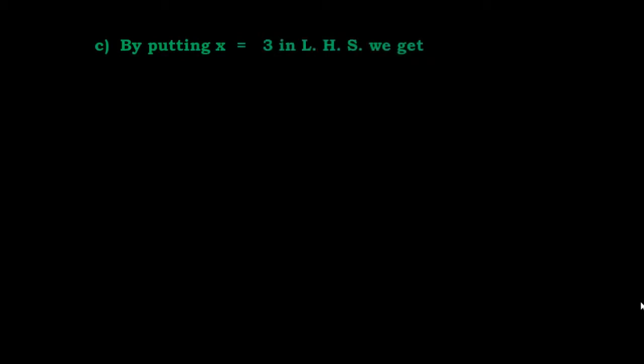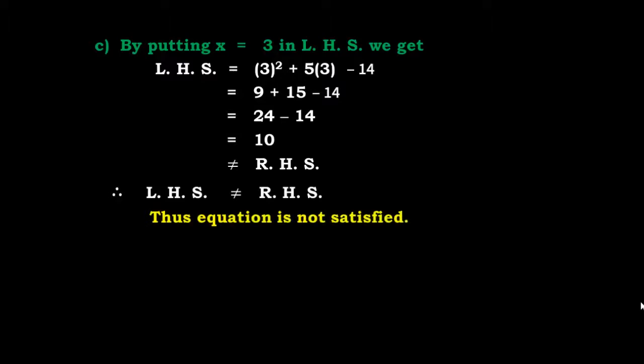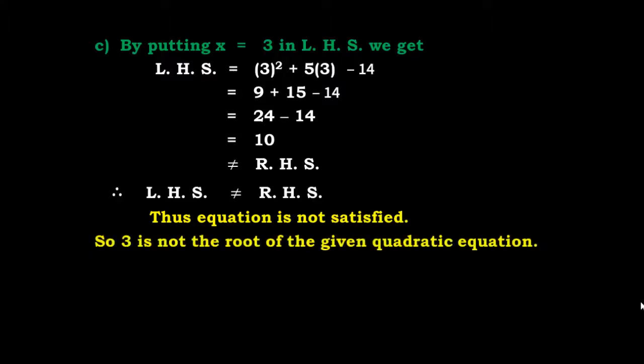By putting x equals 3 in LHS, we get 3 square plus 5 into 3 minus 40. 3 square is 9, 5 3s are 15. 9 plus 15 is 24. 24 minus 14 is 10, which is not equal to RHS. That means LHS is not equal to RHS. Thus the equation is not satisfied. So we can say 3 is not a root of the given quadratic equation.